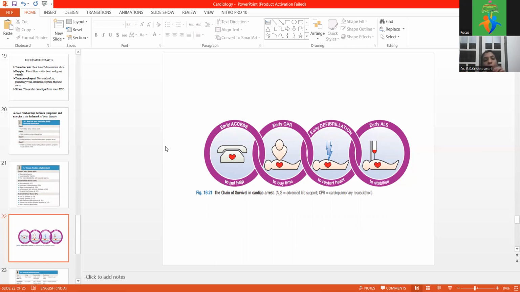Okay, the important point you should keep in mind is 30:2. 30 cardiac thrusts, 2 respirations. 150 joule the first time, the second time 150 to 200 joule, over. Nothing other than this in this slide.